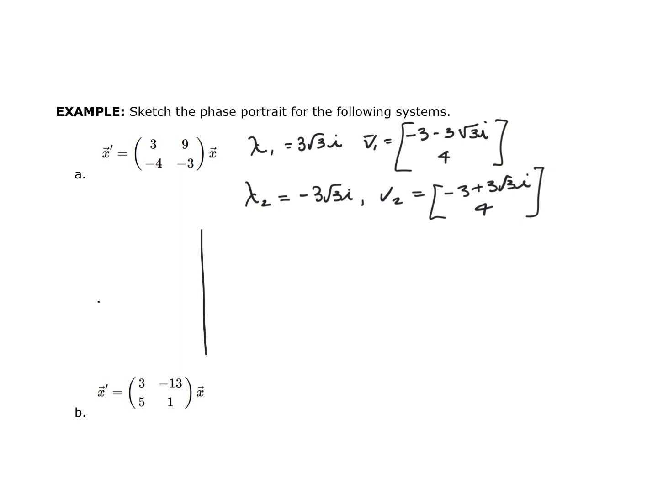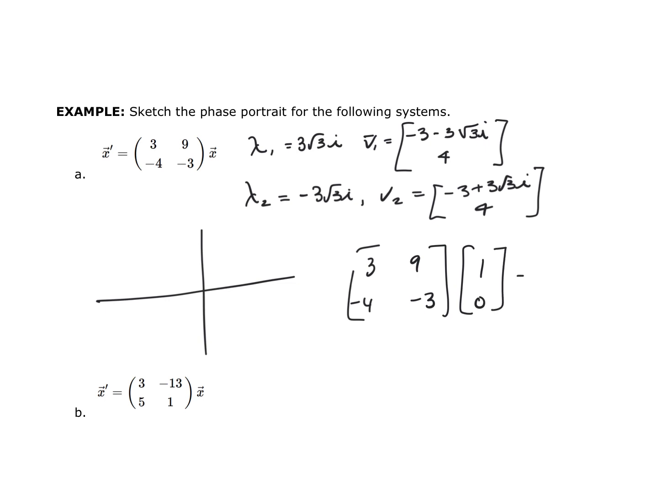So this is a pure imaginary. That means we're going to have some sort of concentric circles. And I'm trying to figure out how I'd graph this. Well, guess what? I'm going to take my matrix 3, 9, negative 4, negative 3, and I'm going to multiply it by a point, which is 1, 0. When I do this, I get a vector, which is 3, negative 4. Now I'm going to go to the point 1, 0 on my graph. It's about right here. 3, negative 4 is going to point like that.